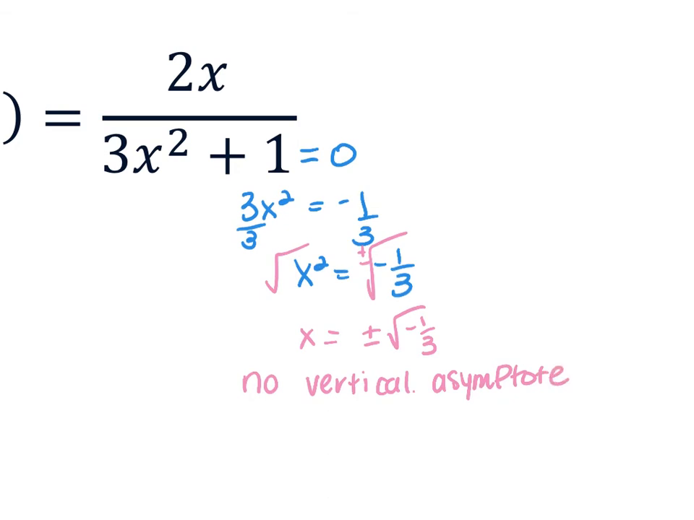If there was a number there that I could solve for, then x equals whatever that is, my vertical asymptote, which you're going to see in about 30 seconds.